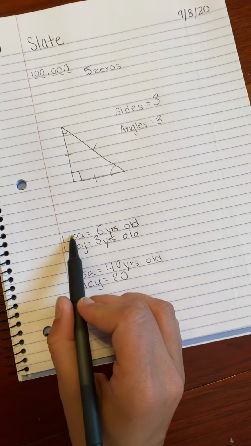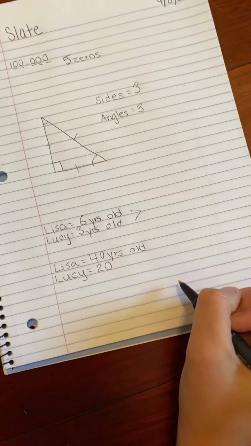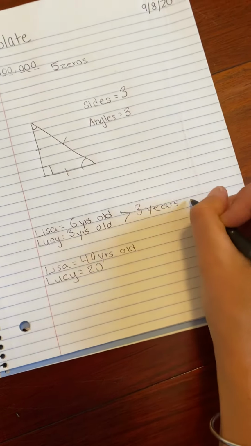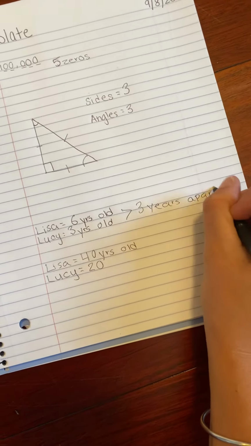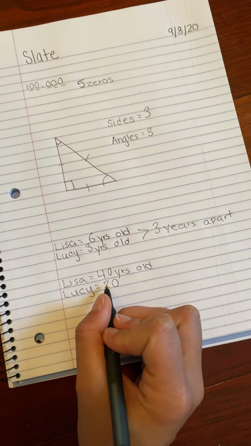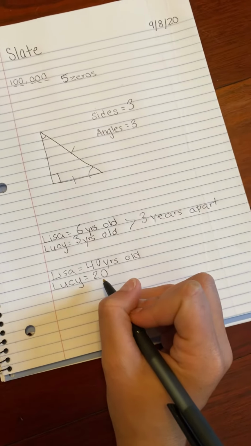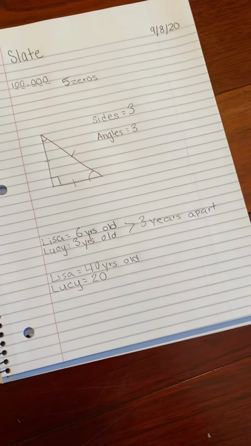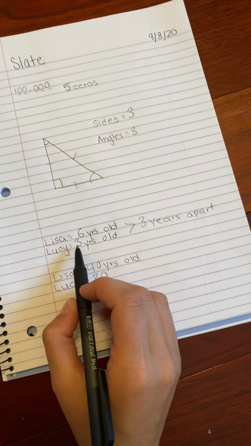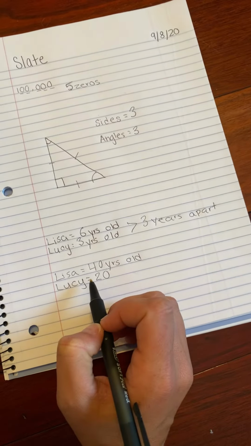Yeah, so when Lisa was 6, Lucy's 3. How many years apart is that? 3 years apart. But then when Lisa's 40, Lucy's 20, now they're how many years apart? Yeah, 20 years apart. That's really weird. That's as if Lucy didn't age every year like Lisa is. That just doesn't make any sense.